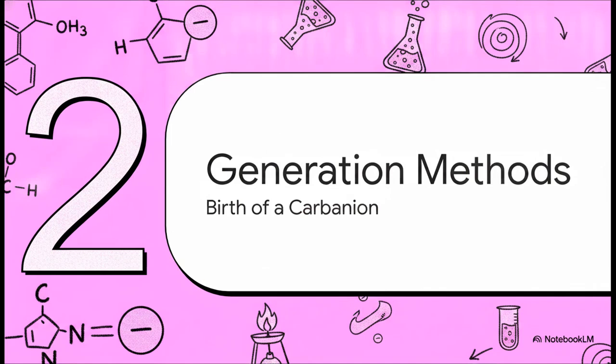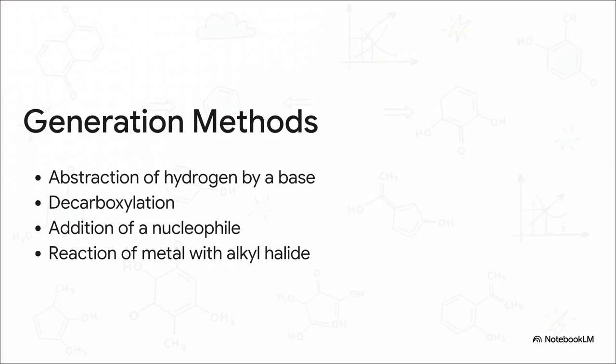Moving right along to section 2, generating the intermediate, the birth of a carbanion. So how do we actually make these things? There are 4 primary ways to, let's say, birth a carbanion. You can use a strong base to abstract a hydrogen. You can force a decarboxylation, add a nucleophile to an unsaturated compound, or just react an alkyl halide with a metal. And while these methods totally look different on the surface, they all fundamentally rely on heterolytic bond cleavage.